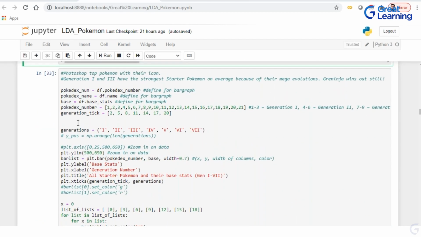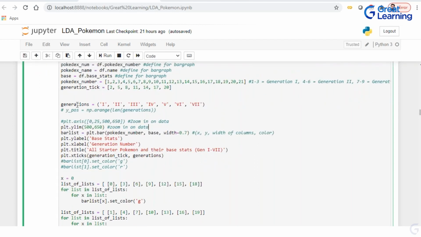And that's the data frame that we are now using. So for defining the bar graph, we use the number, the name, and the base stat values. The Pokédex number was readily available to us. The generation tick was there, which is just to showcase the position they are in, the various generations they are part of, so that we can know where they are currently.